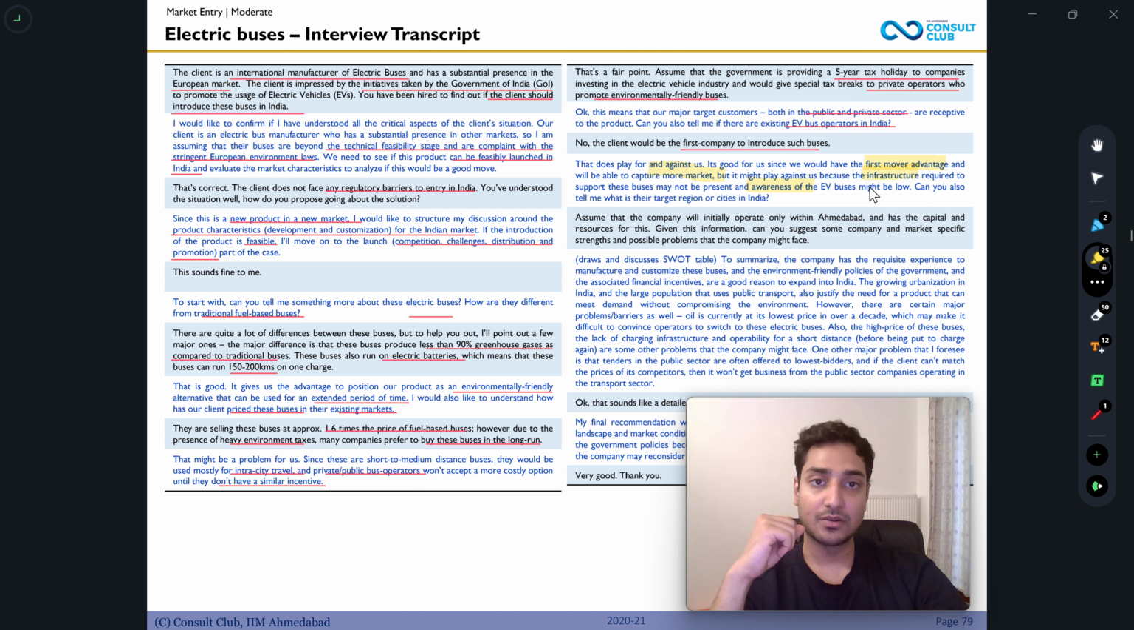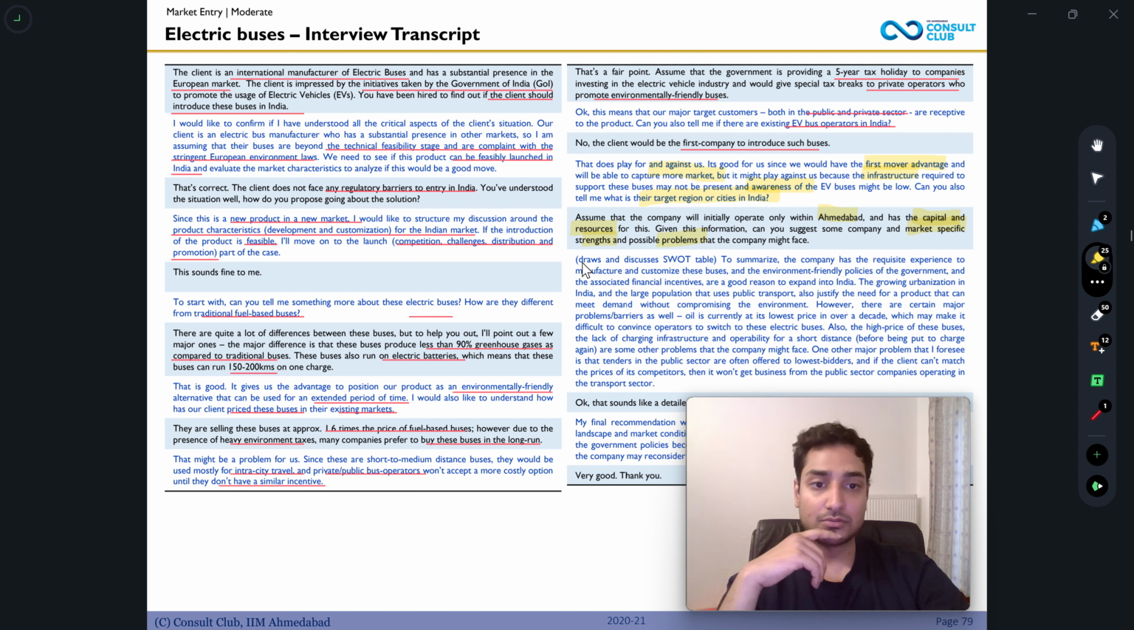Can you also tell me what their target regions or cities in India are? Assume that the company will initially operate only within Ahmedabad and has the capital and resources for this. Given this information, can you suggest some company and market specific strengths and possible problems that the company might face? So they're operating only in Ahmedabad. They have the funds and resources for this. But we have to figure out what market specific strengths and problems the company might face for launching in Ahmedabad, even if they have all the resources and capital.